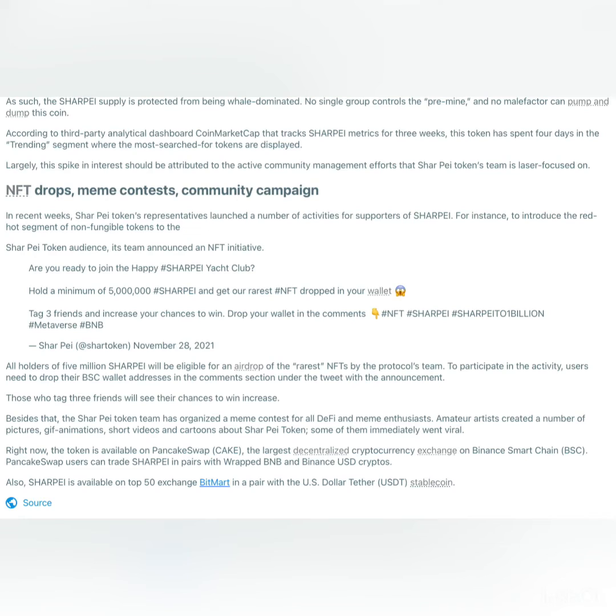All holders of 5 million Shar Pei will be eligible for an airdrop of the rarest NFTs by the protocol's team. To participate in the activity, users need to drop their BEC wallet addresses in the comment section under the tweet with the announcement. Those who tag 3 friends will see their chances to win increase.